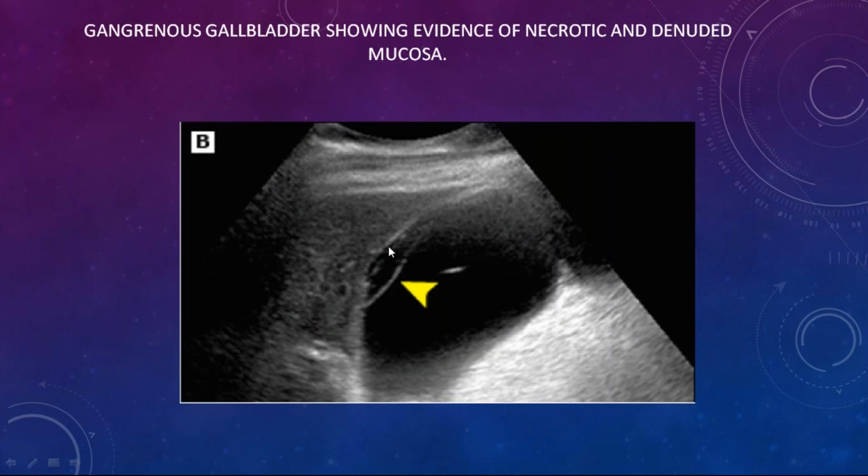So here this is a USG picture showing sloughing off of the mucosa. This is the gallbladder wall, where one side of the wall mucosa is sloughing off. This is due to necrosis. Usually it will be attached here, but due to the necrosis, it is detaching from the wall.